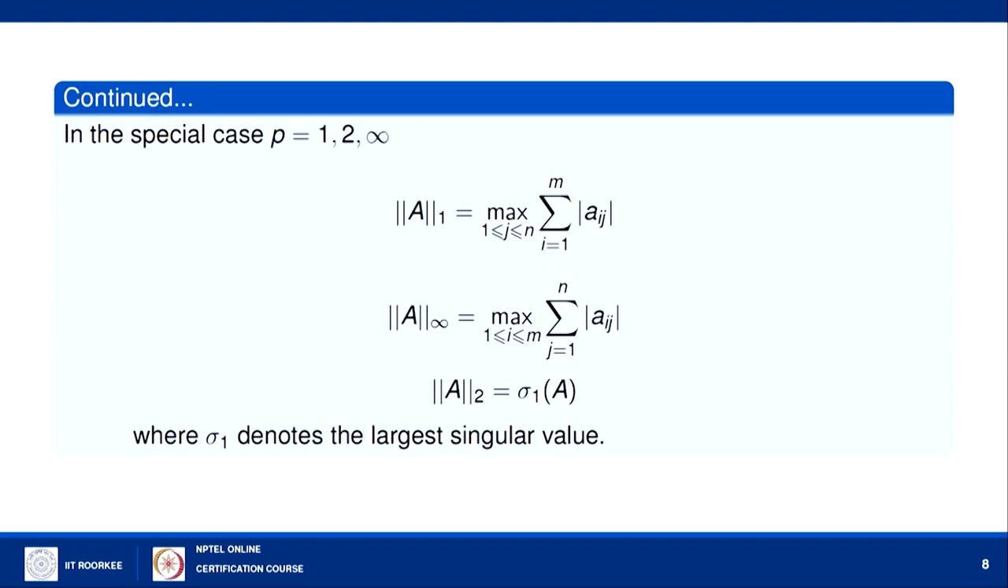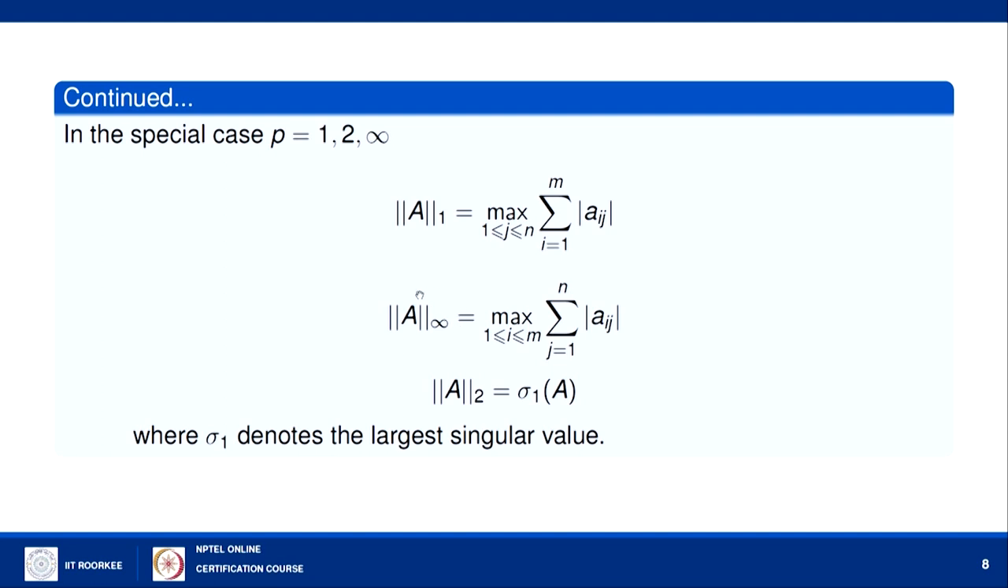For example, if I take p equals 1, then this becomes the matrix 1 norm, and it is given by the maximum over j from 1 to n of the summation over i from 1 to m of absolute a_ij. So, what is this saying? If you carefully see it, I am running this summation over i from 1 to m. So, I am taking the sum of the columns. And if you have a negative entry, I am taking the absolute value. For each column, I am taking the sum of the absolute entries, and then I am taking the maximum one.